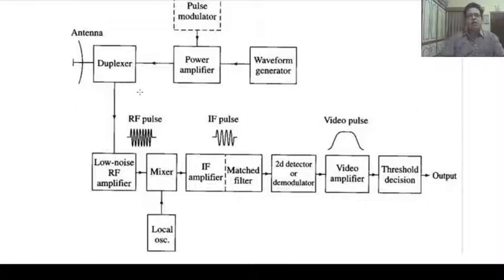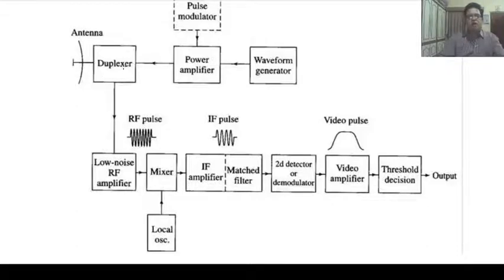Here you just see from here the waveform generator. The waveform generator generates the waveform, and the pulse modulator modulates this waveform using a power amplifier, and this pulse is transmitted and received with the use of a duplexer.